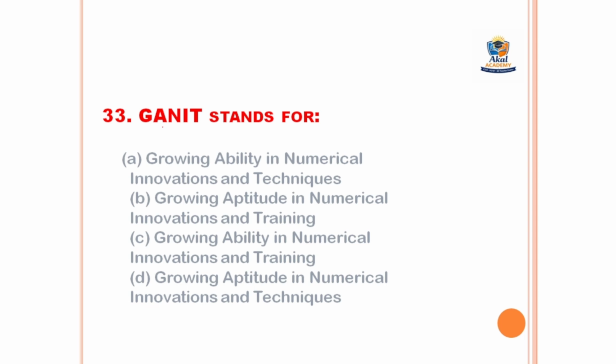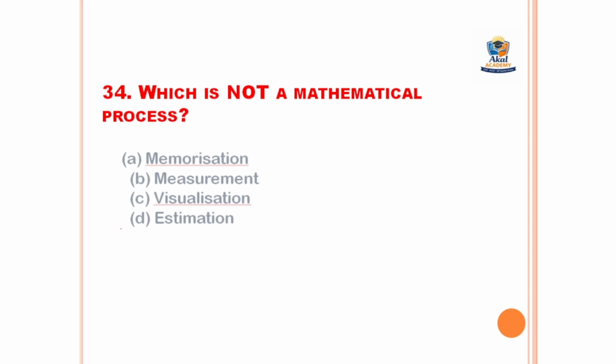Question number 30. GNIT stands for growing ability in numerical innovations and techniques, growing aptitude in numerical innovations and training, growing ability in numerical innovations and training, growing aptitude in numerical innovation and techniques. So option B, growing aptitude in numerical innovation and training.